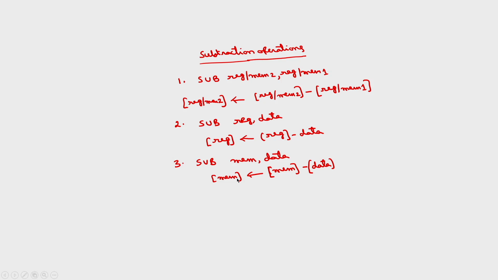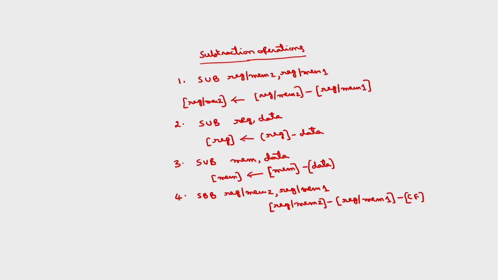Similarly, we have 3 with borrow. In subtraction, we require borrow in some cases. SBB register slash memory 2 comma register slash memory 1. Here register slash memory 2 minus register slash memory 1, then the carry flag is also subtracted.